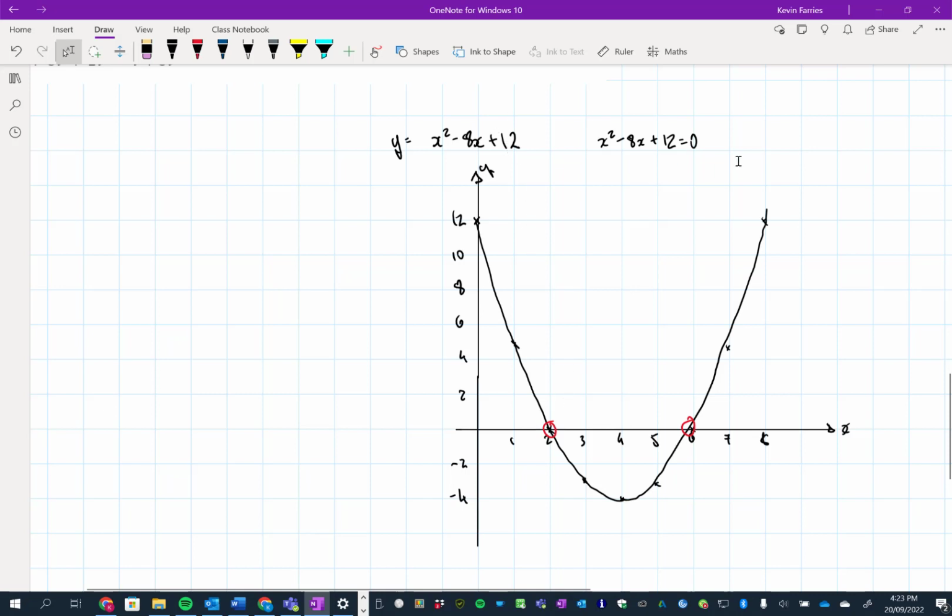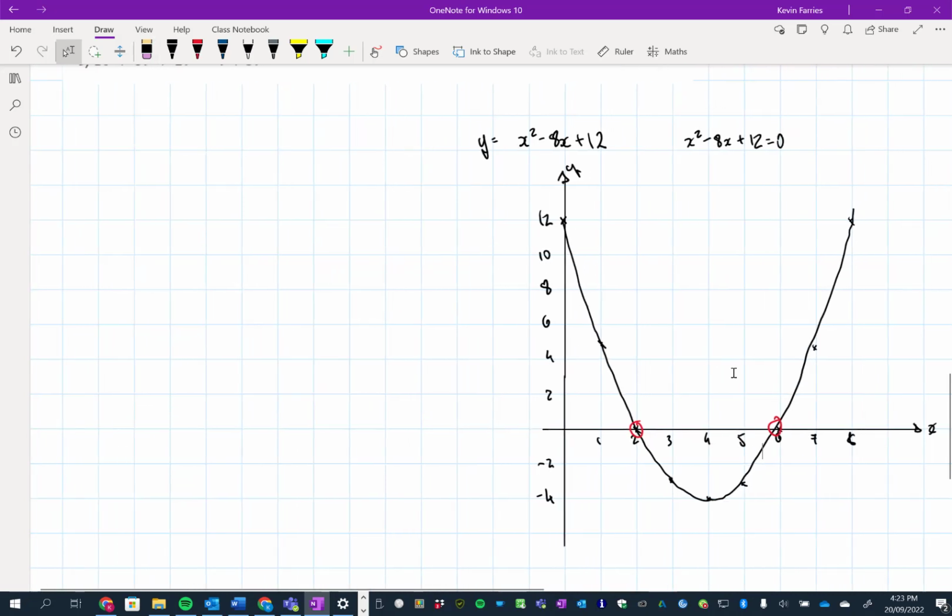There's sometimes going to be two solutions to this type of equation. There might be no solutions, or there might be one solution, but most commonly there'll be two solutions for that type of problem. Okay, so that's basically what a quadratic is.